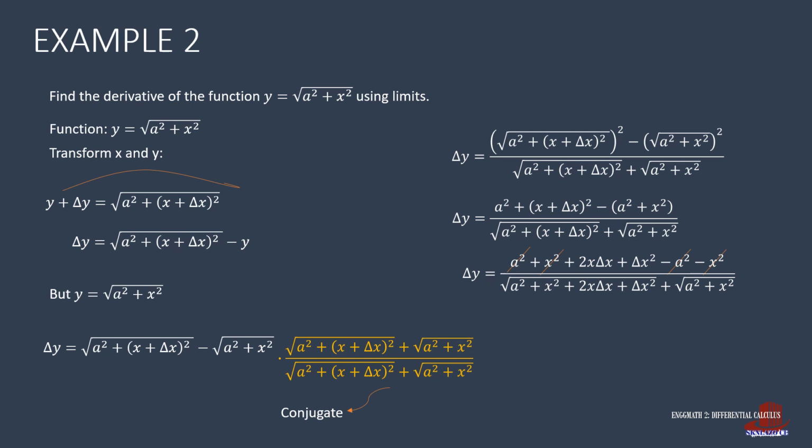They are a squared and x squared, thereby reducing the function into 2x delta x plus delta x squared over the root of a squared plus x squared plus 2x delta x plus delta x squared plus another root of a squared plus x squared.